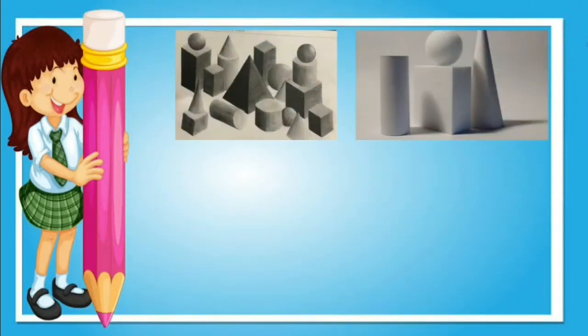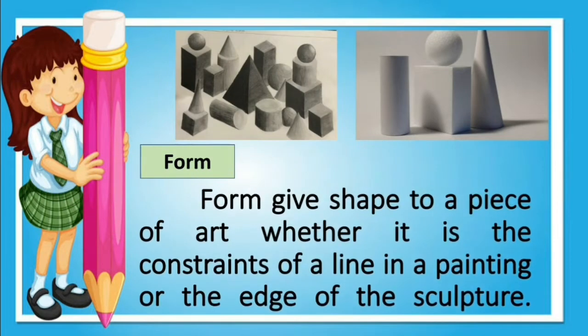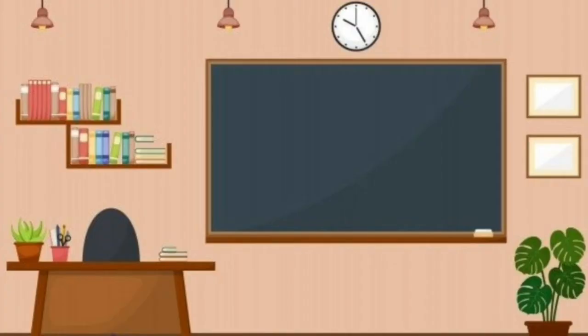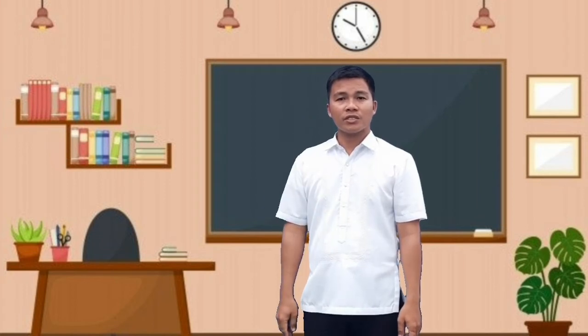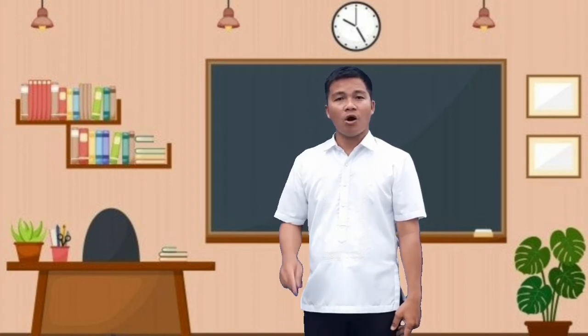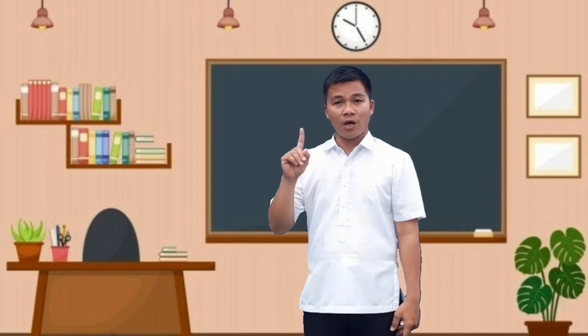Number four element is form. Form gives shape to a piece of art, whether it is the contents of a line in a painting or the edge of the sculpture. Form can be two-dimensional, three-dimensional, restricted to height and weight, or it can be free-flowing.